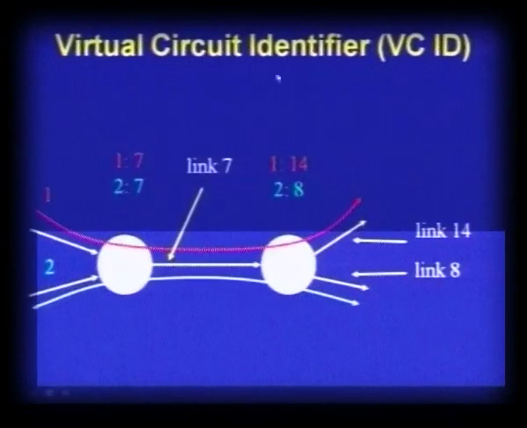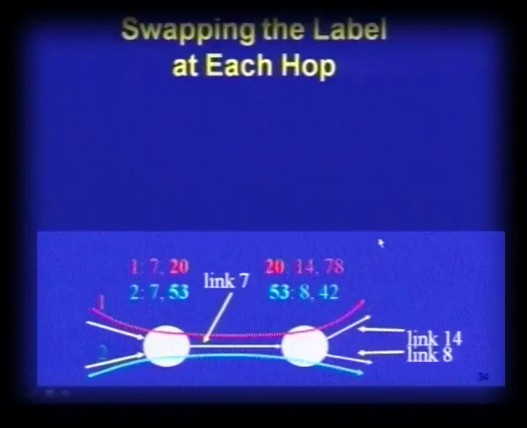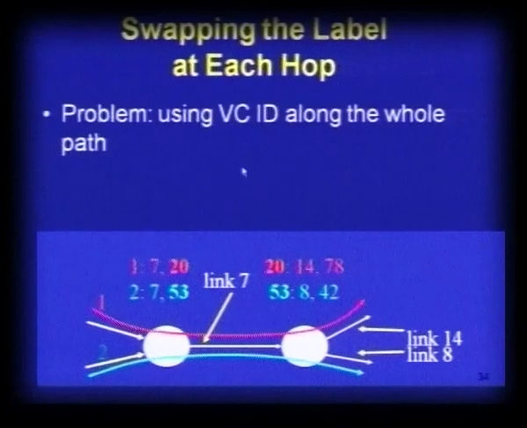Okay. So now let us look at what is happening over here. You can see that packets received on this particular link are transferred on this same link number 7 and transferred out on 8 and 14. So let us look at the swapping of the label at each hop. Now there could be a problem when you use the same number, that is the same number 1 on this link 7, for both the connections which are coming from 1 as well as from 2. Okay. So look at what happens here.